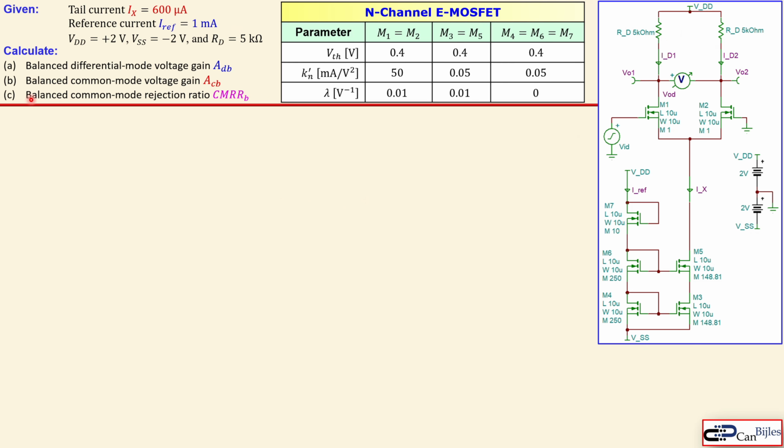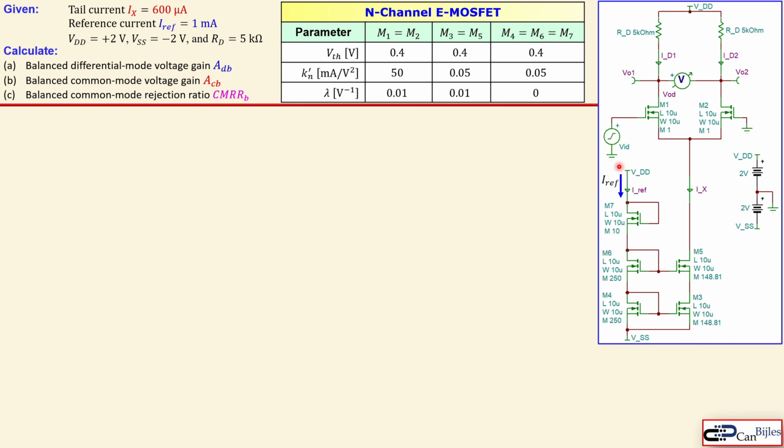Now we again calculate these 3 parameters for our circuit, which are the differential mode voltage gain and the common mode voltage gain, both in balanced form, and also use this information to calculate the balanced common mode rejection ratio. So let's see what we can do.